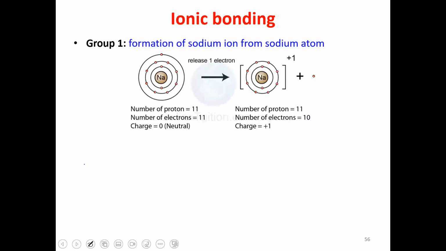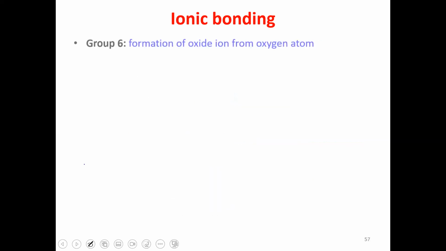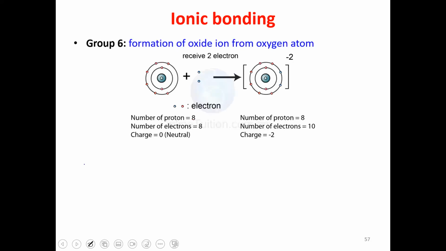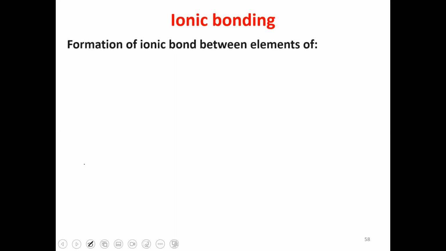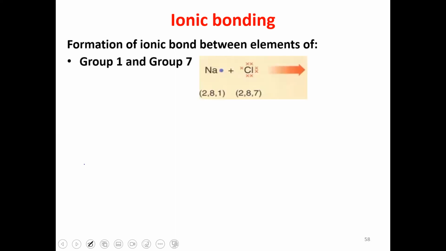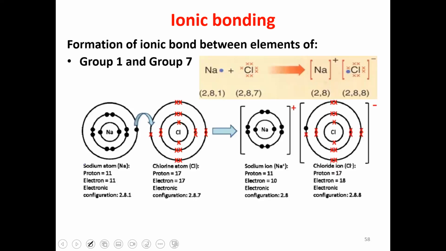Now we talk about group 1. The example is all-time famous. Sodium loses one electron and becomes sodium ion. Suppose I take magnesium, it loses 2 electrons, group 2. And similarly, group 6, if I take oxygen, it gains 2 electrons and becomes O -2. Chlorine gains 1 electron and becomes Cl -1. Now, an ionic bond is actually an electrostatic bond. One atom loses electrons and the other atom gains electrons, so it's basically electrostatic.